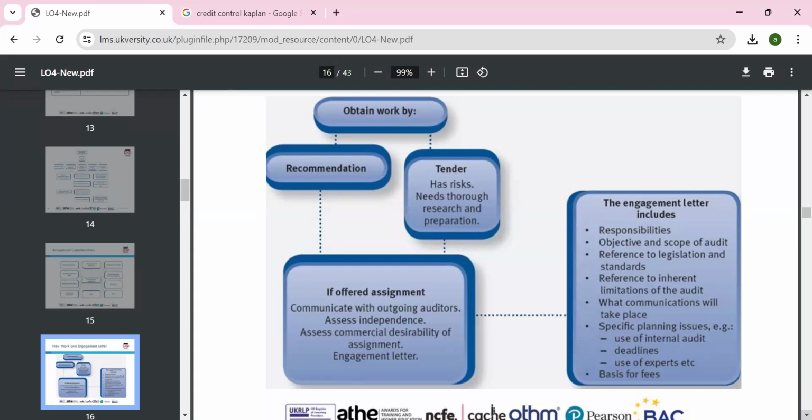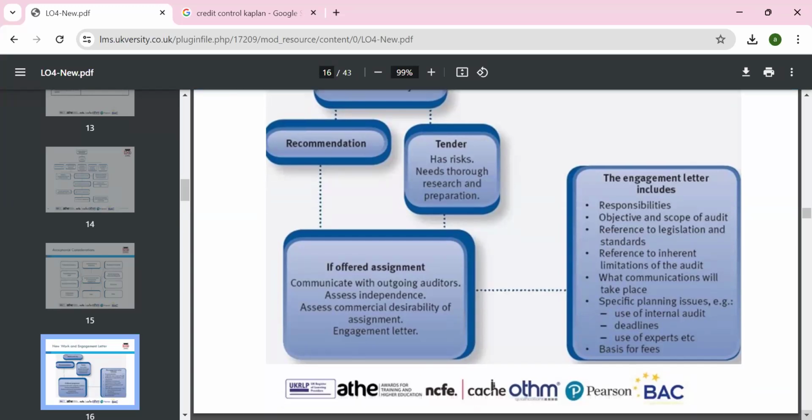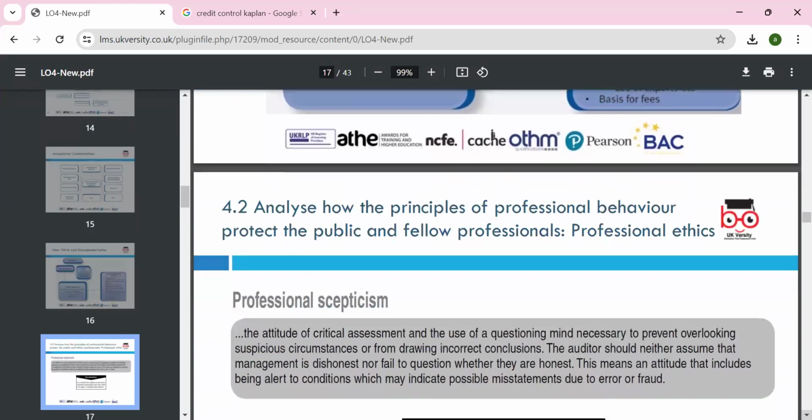These are the key. Inherently, the business may be risky if they're dealing with cash. So you have to give the opinion on the basis of the fees. The fees are not on the basis of the saving, but on the basis of the professional service. 4.2: analyze the principle of professional behavior, protect the public and fellow professionals.